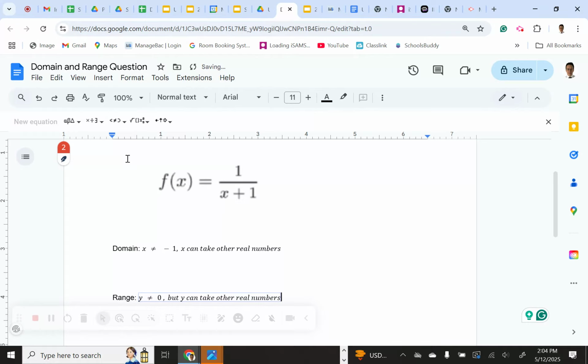So you may want to use the table and the graph to help you visualize this when you find the domain and range.